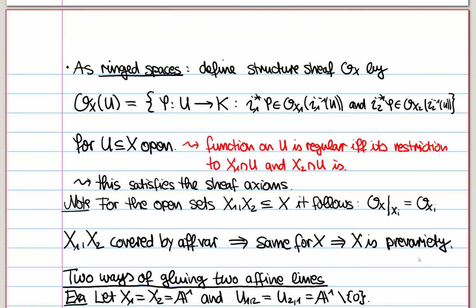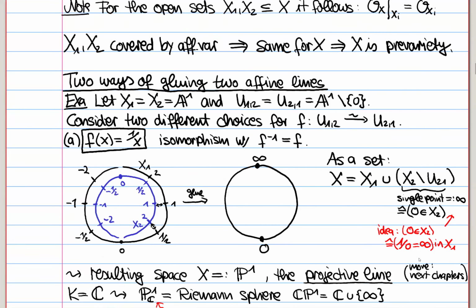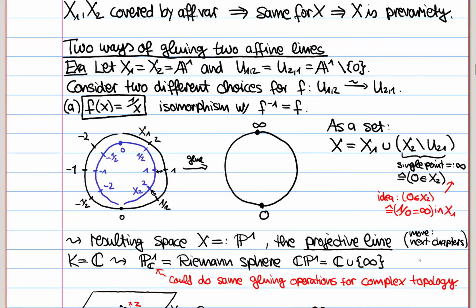And as an application, we now want to see two ways of gluing the affine line A1 to itself. So in our construction, x1 and x2 will be the affine line, and the open overlaps in both cases will be the affine line minus the origin. And so the remaining freedom that we have is how do we identify A1 minus the origin on one side and A1 minus the origin on the other side. There will be kind of two natural choices.